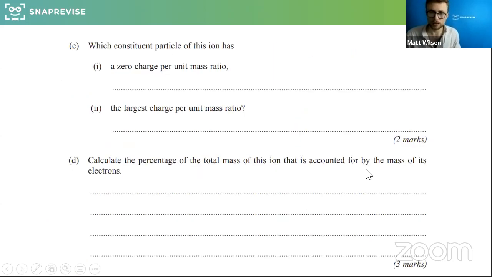Good. Okay. So which constituent particle of this ion has a 0 charge per unit mass ratio? What do we reckon? 0 charge per unit mass ratio.